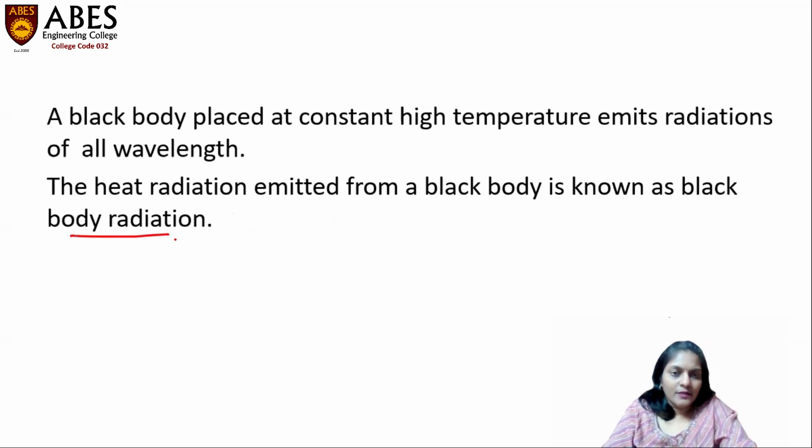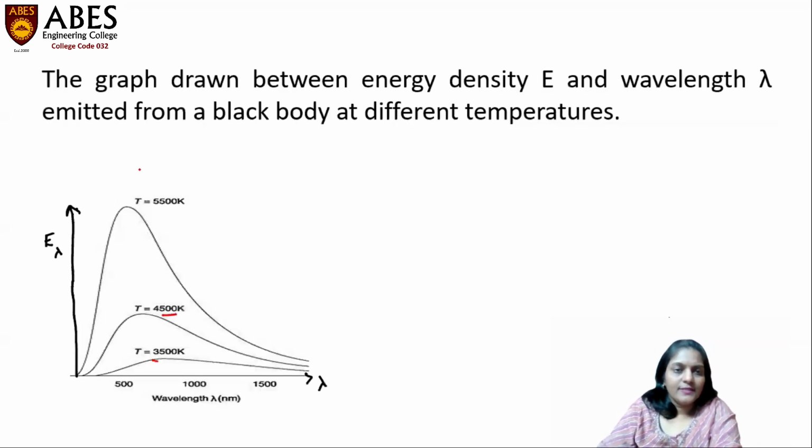There were many experiments done for the black body radiation spectrum, and a graph has been drawn between the intensity of black body radiation versus emitted wavelength. And the graph is like this. The graph is between the energy density, meaning energy per unit volume emitted by the black body, on the y-axis, and the wavelength emitted from a black body at different temperatures on the x-axis.